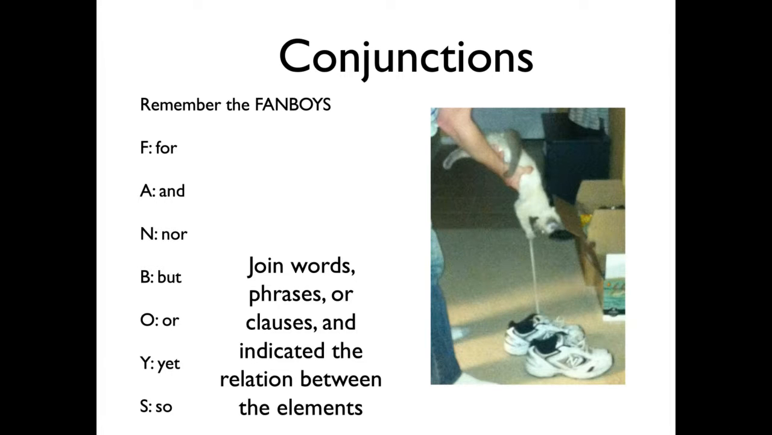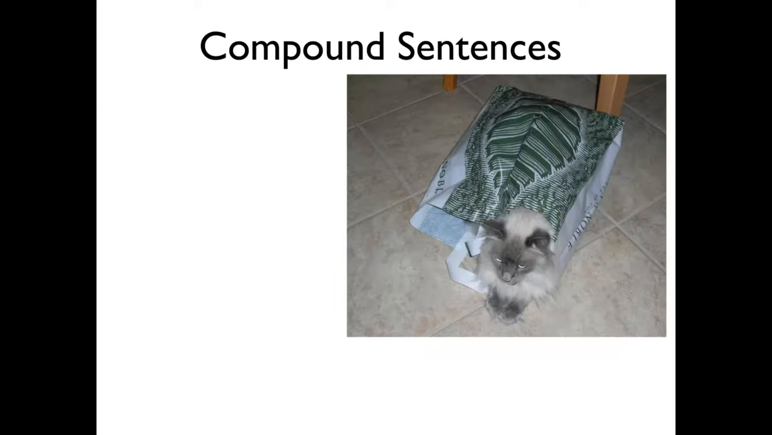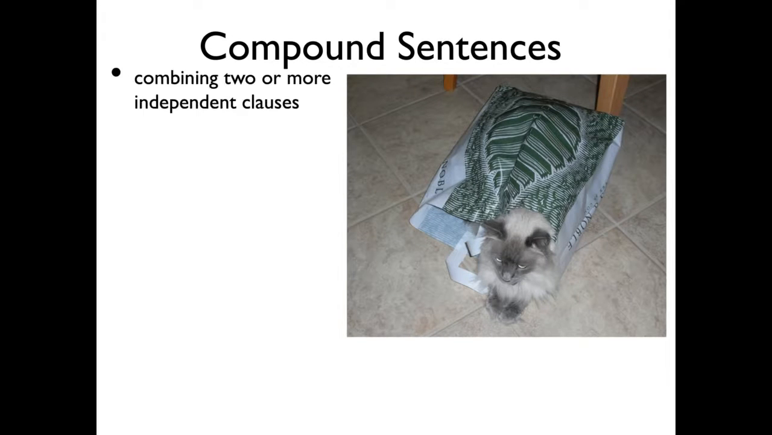Fanboys. So this is where we start to think about rules with commas and semicolons. And we will get into that in a different video. But very basically, the fanboys can help you with compound sentences. So a compound sentence combines two or more independent clauses. Remember, an independent clause is a simple sentence. You can join a couple of them together to have more complex sentence structure in your papers.